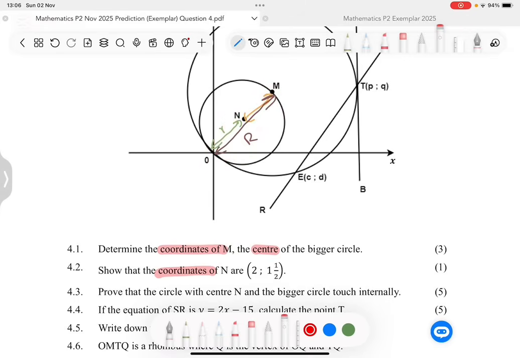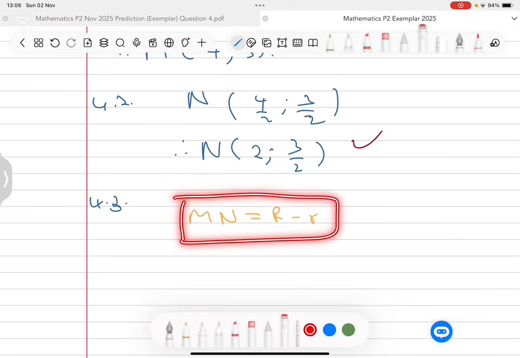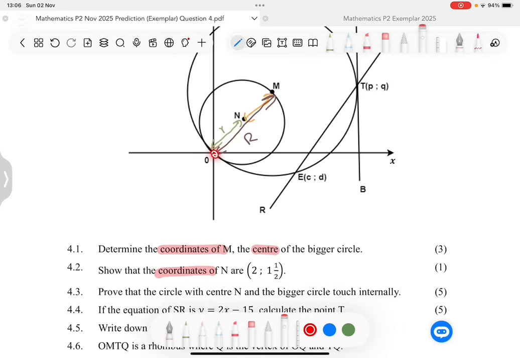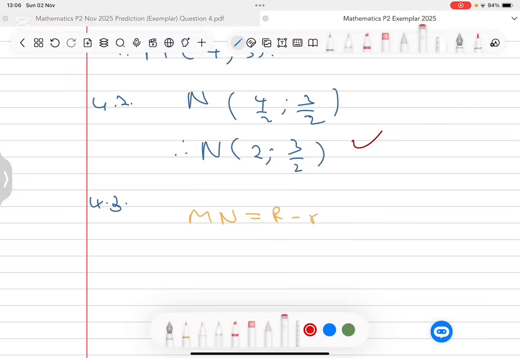Do you see that? And we're saying that the difference of these two, this length that we get when we subtract them, you can see already on the picture is the same as mn. If we are able to prove this, therefore those two circles must touch internally. Now, what we're going to do is find the distance of mn using the distance formula, compute the radius of the big circle, and then compute the radius of the small circle and compare those answers.